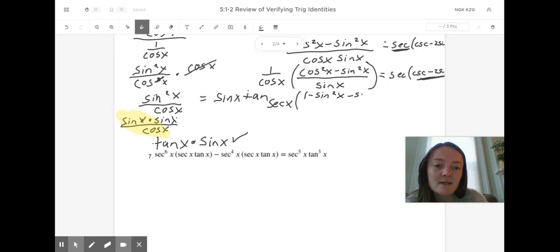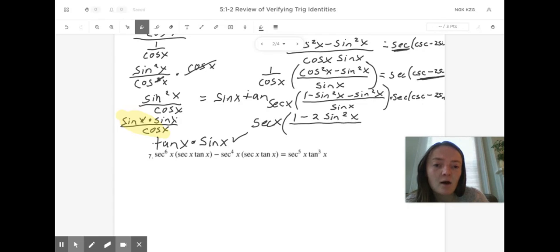Then we'll say minus sine squared x, just go and copy and paste, all over sine of x. Question is, does it equal secant times cosecant minus 2 sine? Okay, well, we're getting really close. We have everything on the inside in terms of sines. All right, 1 minus sine squared x minus sine squared x is 1 minus 2 sine squared x all over sine of x.